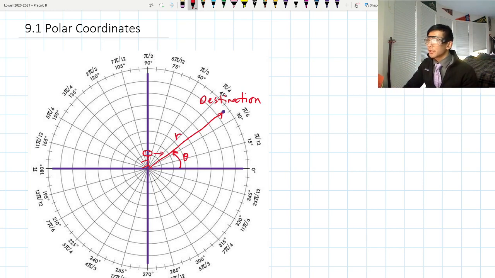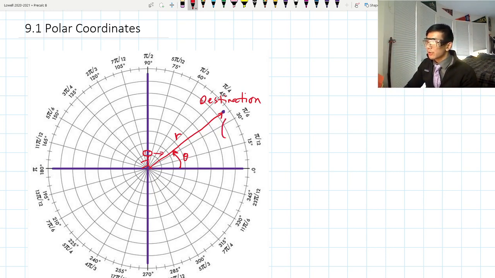The destination before, since we defined it by going left or right some amount x and then vertically some amount y, we called it xy. Since here we called it an angle and then a distance forward, we're going to denote it as such.